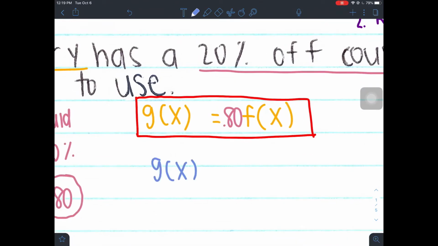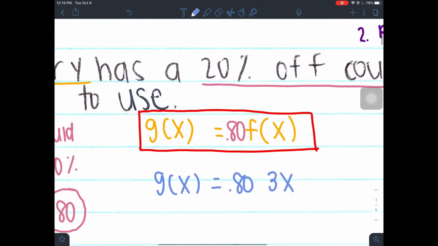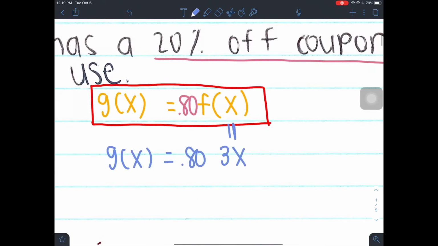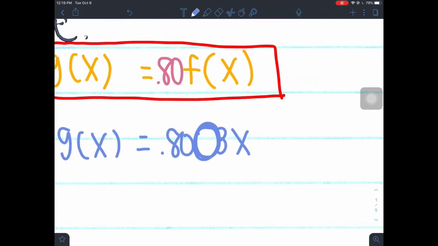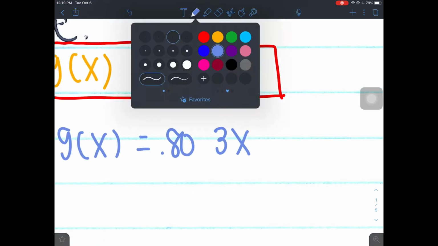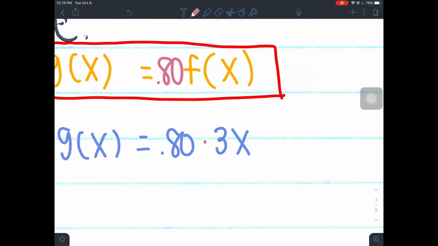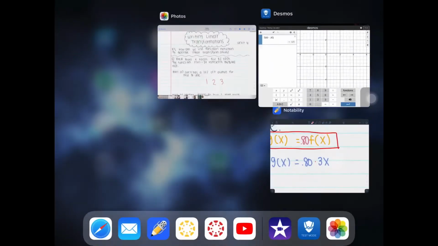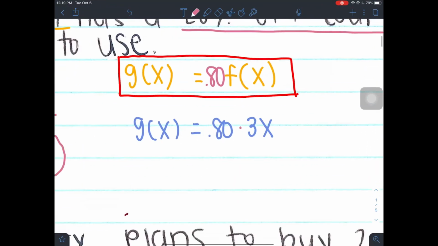If f of x equals 3x, I'm going to substitute the f of x with the 3x. So I have g of x equals 0.80 times 3x. Remember, f of x equals 3x, so I'm just substituting it out. I'm taking out f of x, plugging in 3x. These are equal to each other, that's why I'm allowed to do that. Now, what operation is happening in between 0.80 and 3 here? That's multiplication, because in order to get that percentage off, we want to multiply by 0.80. So here we would multiply 0.80 times 3.